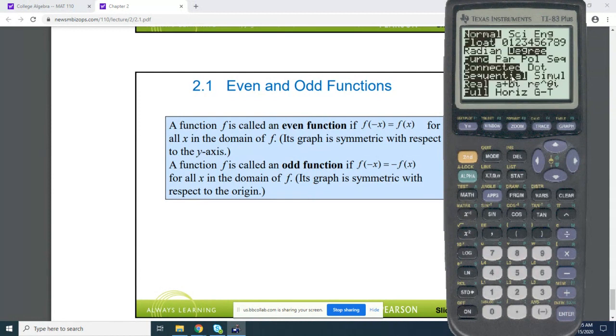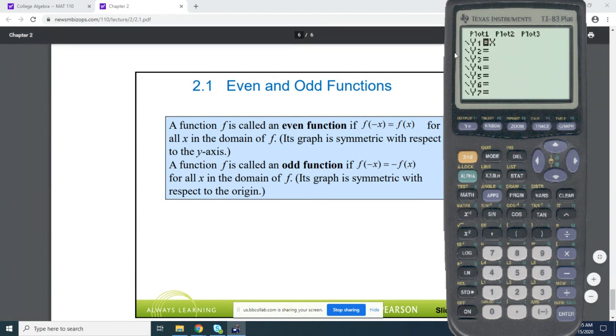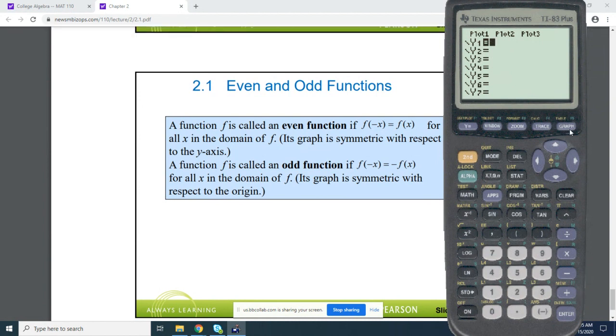You have to go into your mode. You have to go down to this fourth line where it says function. PAR is parametric, polar. We have sequential. You want to make sure that you're on function. Right, so I have y equal to x. In order to graph, I'm simply going to hit graph.